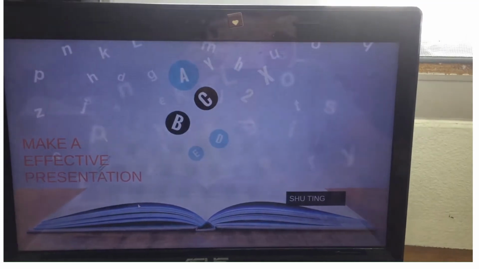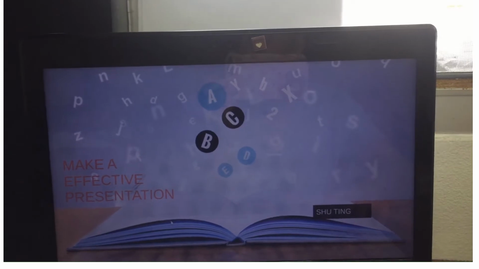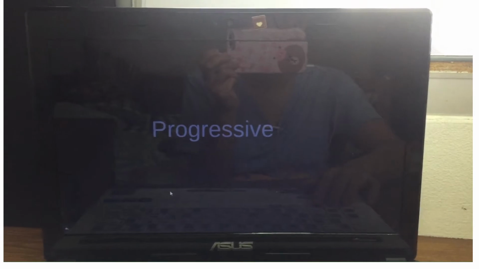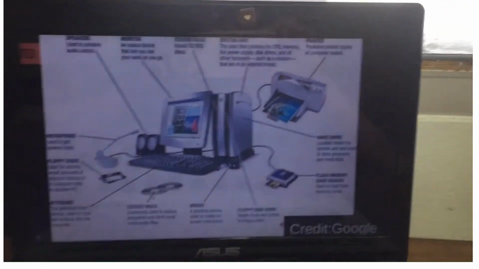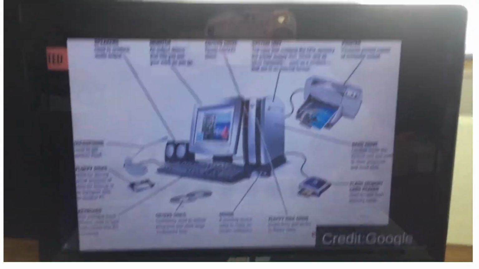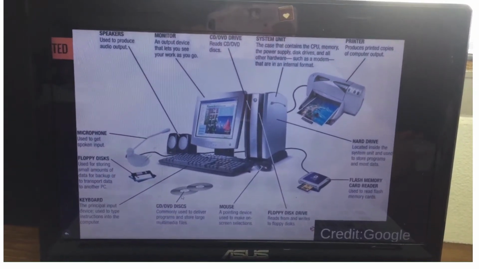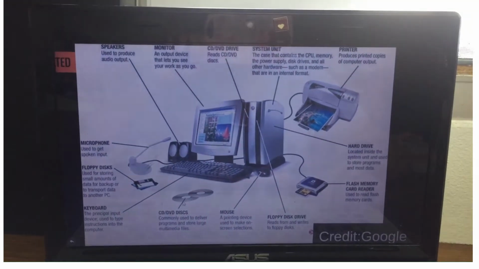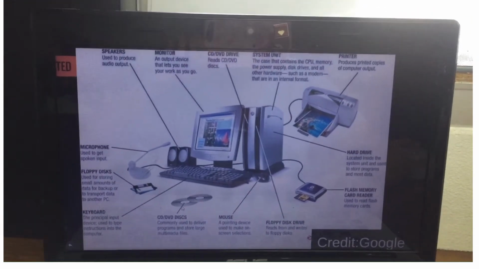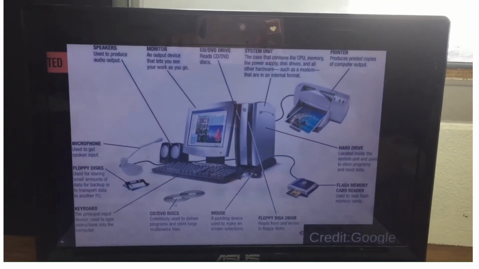So we learned our first key is big, second key is keep it simple. The third one is progressive. So as we see, look at this picture, it's talking about what a computer is, right? There's a lot of parts inside the computer. But do you think your audience will understand or will it not make them confused? This is a complicated picture. So how about this one?